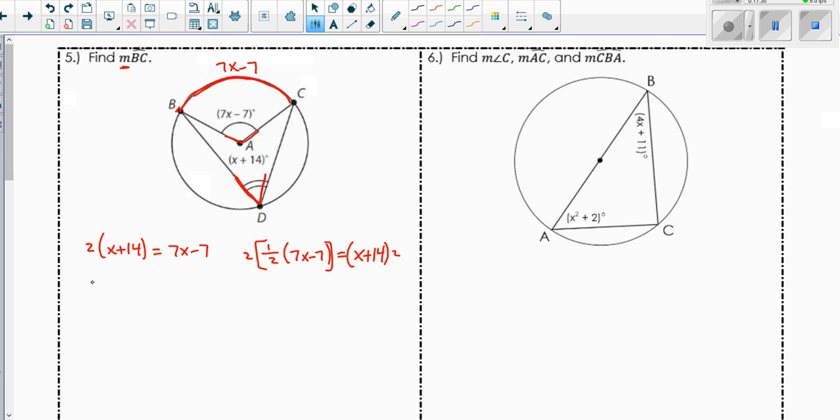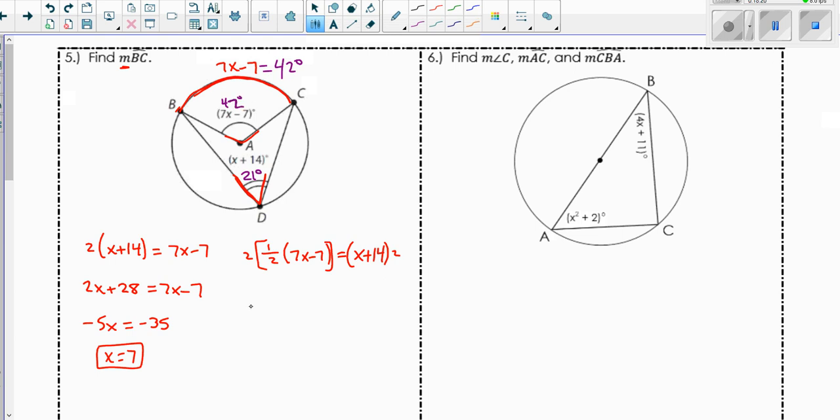If I distribute, I get 2x plus 28 equals 7x minus 7. Subtract, I get negative 5x equals negative 35. So x equals 7. Okay, so x equals 7 is going to help us. I'm going to go back to my diagram. So if x equals 7, I'm going to substitute it into here. 7 plus 14 makes this 21 degrees, which means if this is 21, I have to double it, and that means that this would be 42 degrees, which means that this would be 42 degrees.